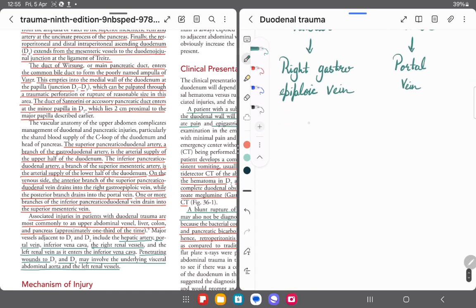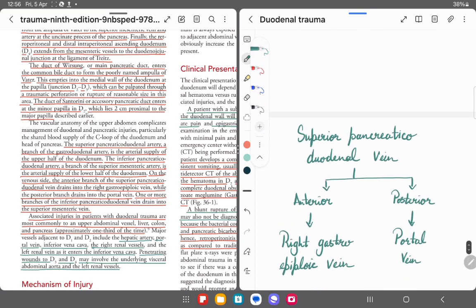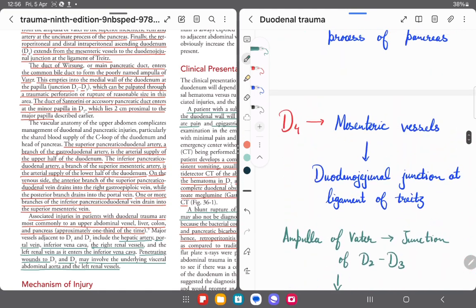And then we have the inferior pancreatico-duodenal vein, which drains into the superior mesenteric vein. So this is the surgical anatomy of duodenum.